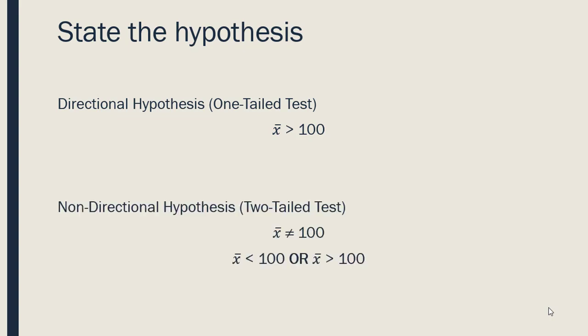A non-directional hypothesis, or a two-tailed test, suggests that a difference will be present, but does not assert a particular direction. So we expect the sample mean is different from the population mean, it's different from 100, but it could be more, or it could be less.